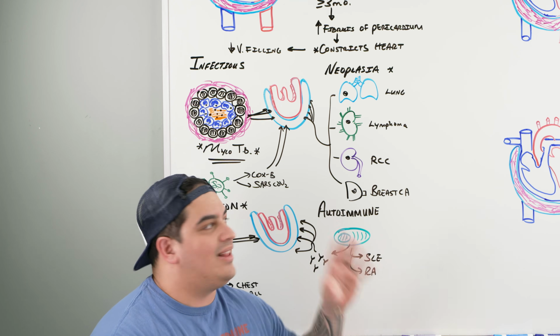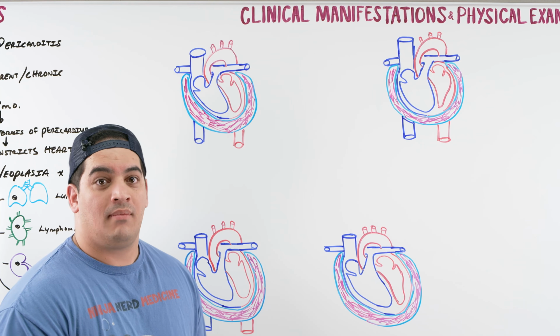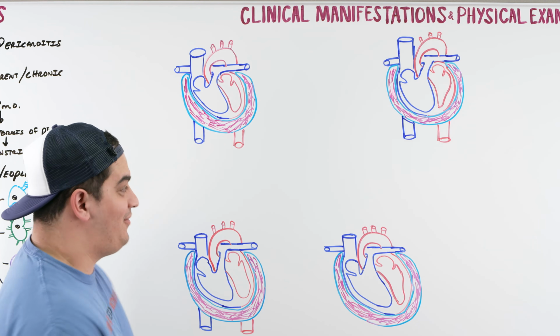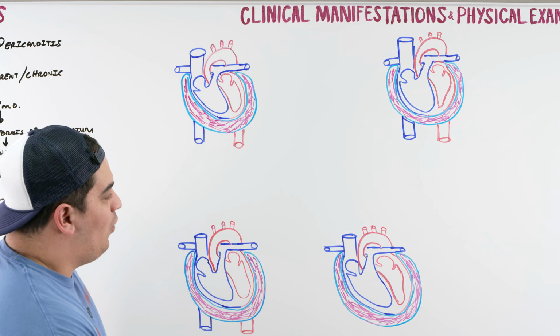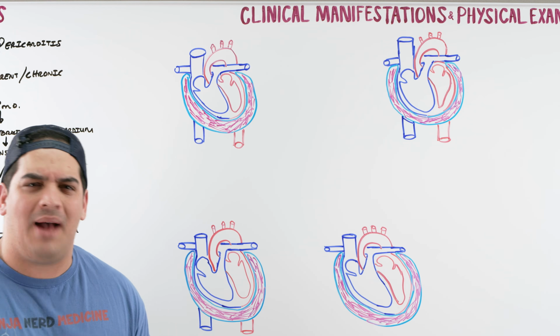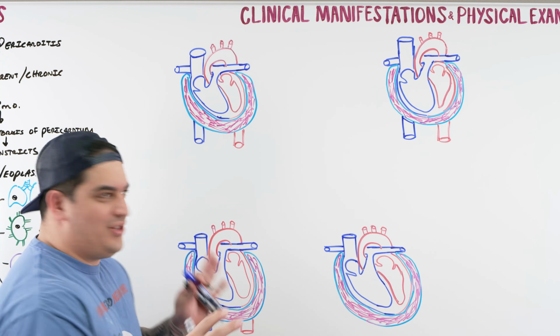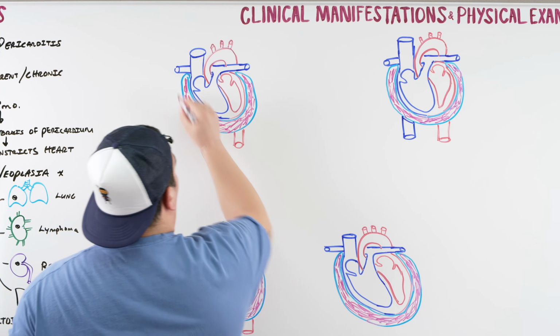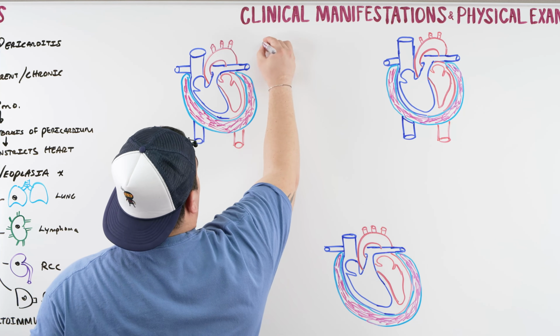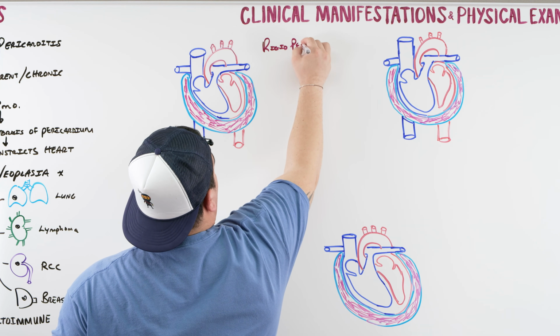Now that we've hit that, let's start talking about the clinical features and physical exam findings. So we are going to have this patient who has constrictive pericarditis, right? The whole problem is that they're constricting the heart. This pericardium is so rigid. Let's describe it like that. You have a very rigid pericardium.